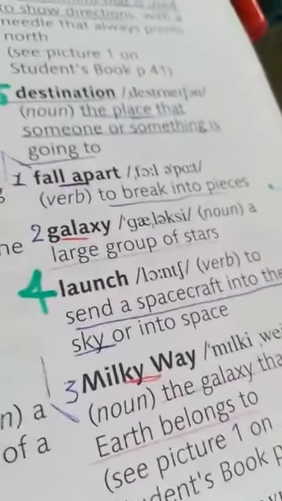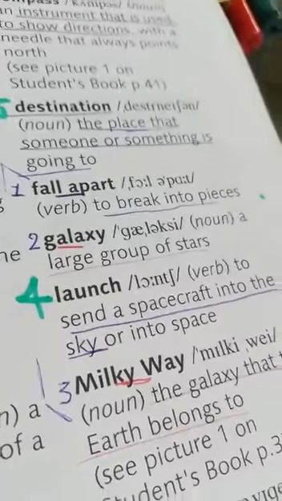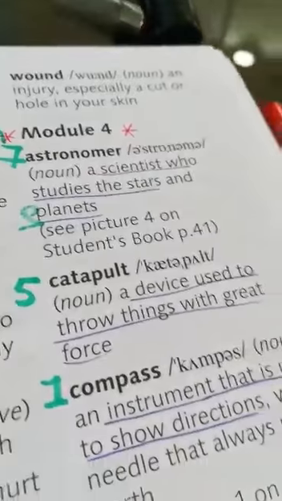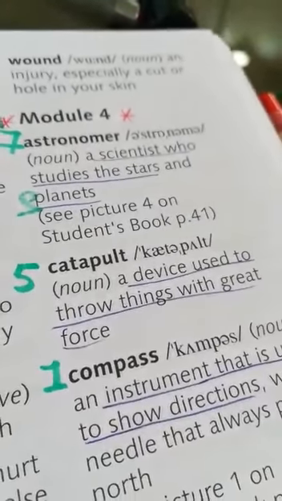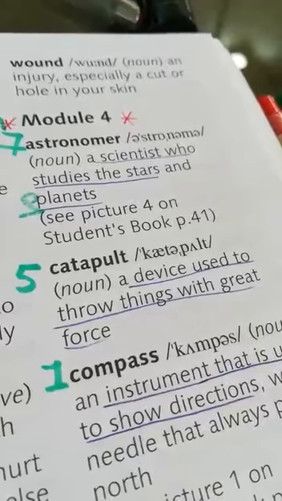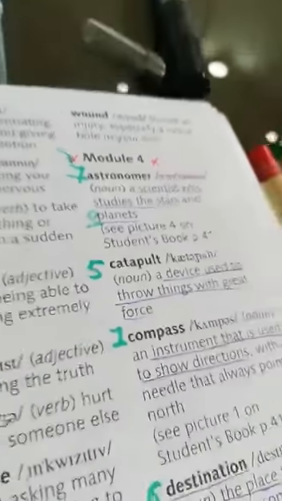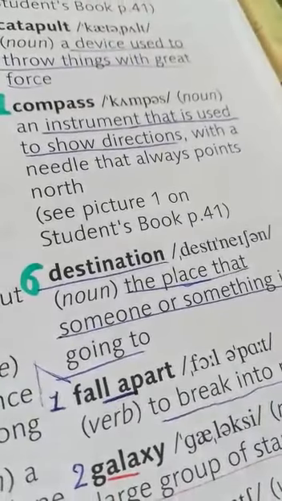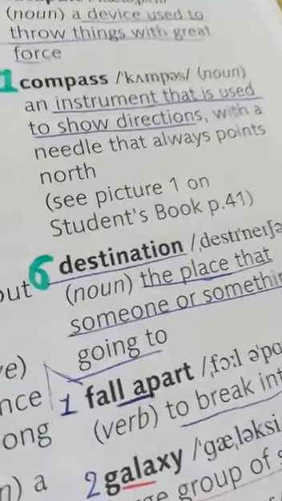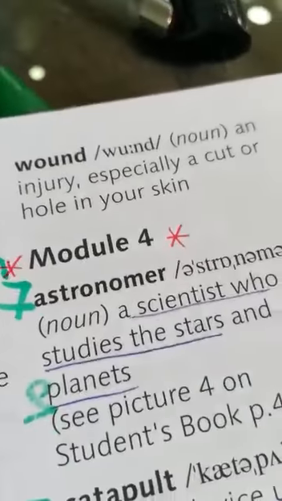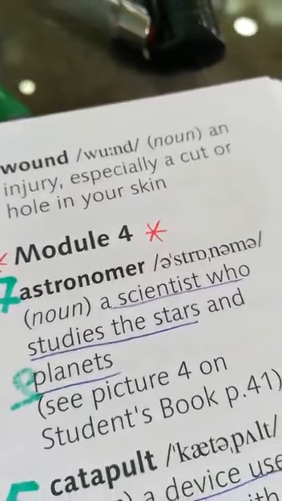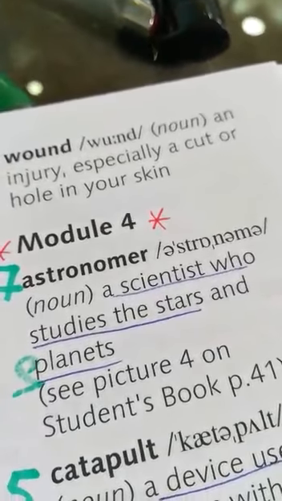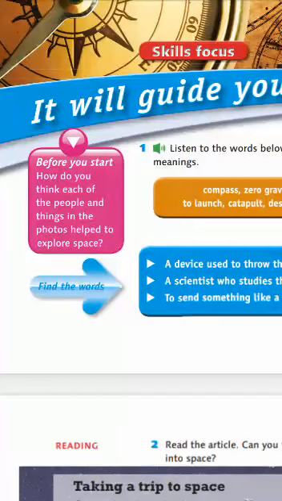Number 4, launch, it's a verb, to send a spacecraft into the sky. Number 5, catapult, it means a device used to throw things with great force. And number 6, destination, is the place that someone or something is going to. And the last one, number 7, astronomer, is a scientist who studies the stars and planets. Move to the blue things.